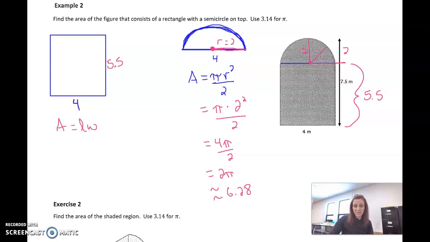Area of a rectangle is just length times width. So that's 4 times 5.5, or again, 5.5 times 4, it doesn't matter. Type that into a calculator, you get 22.